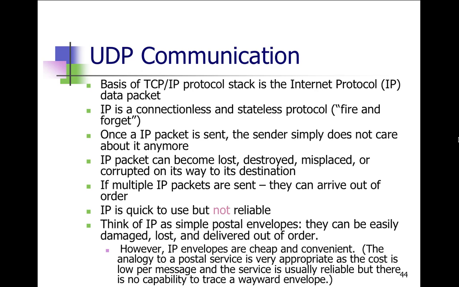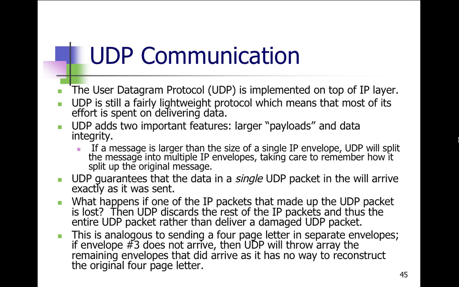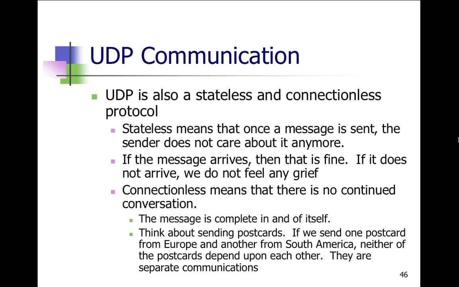It's not reliable, as we're going to see. On a downside, it's not reliable. On an upside, it's quick. So think of the IP as the simple postal envelope. It can easily be damaged, easily be lost, which makes it unreliable. But very convenient. So the datagram is implemented on top of the IP layer. It's a fairly straightforward, lightweight protocol. It guarantees a single UDP packet will arrive exactly as it was sent. There's no translation, there's no breaking it up, there's nothing essentially going on with it. And it's stateless, we already got that down.